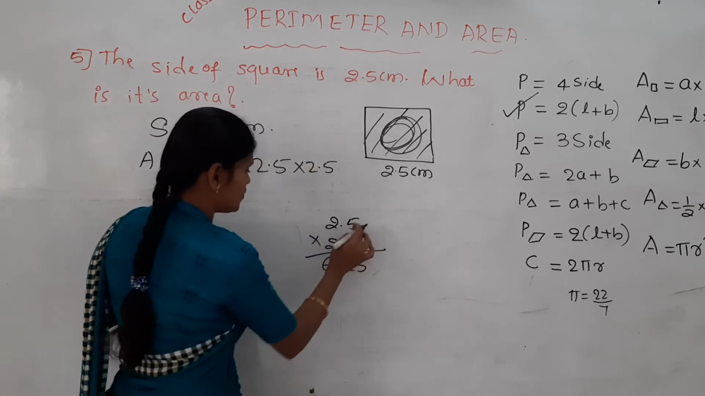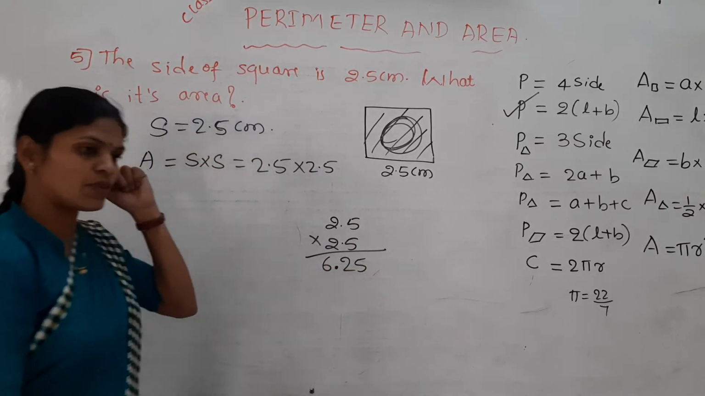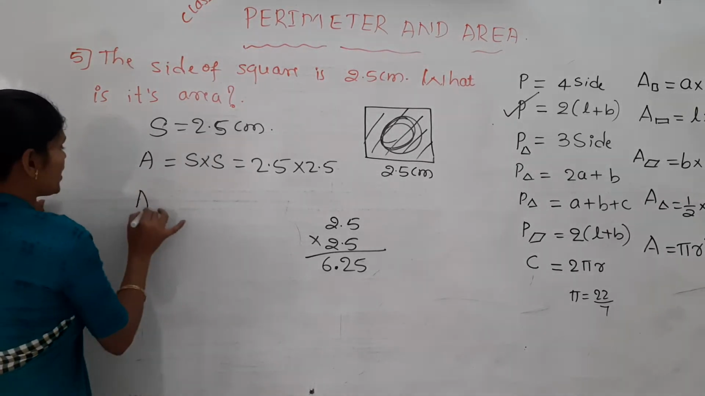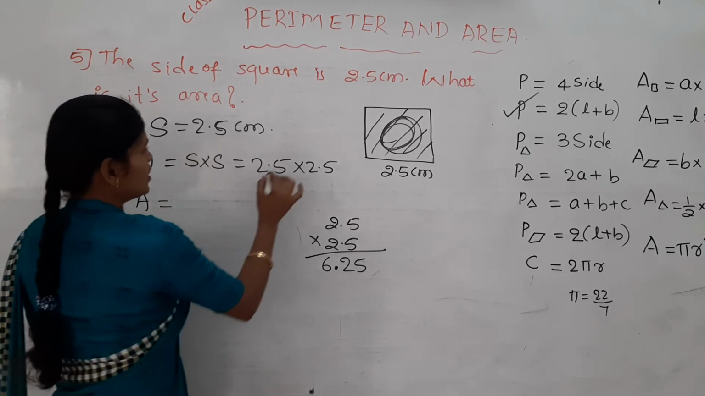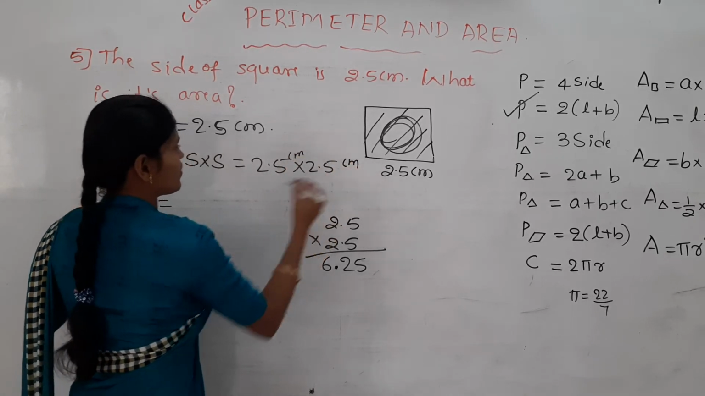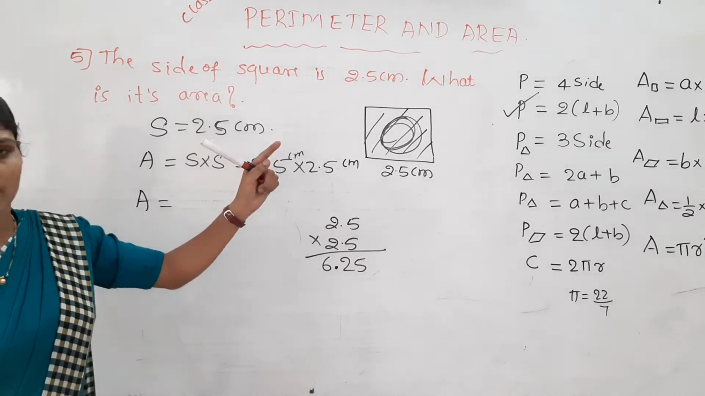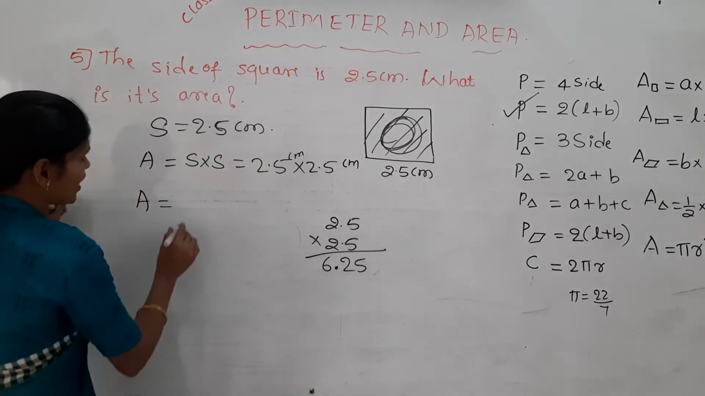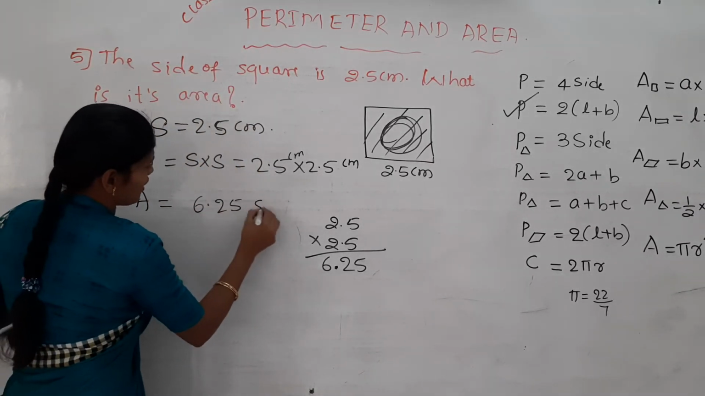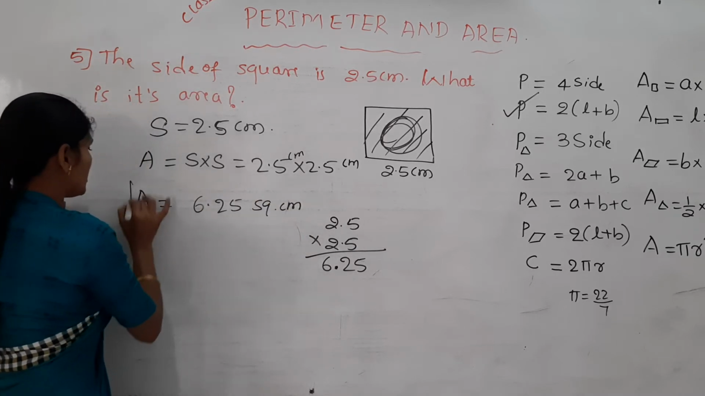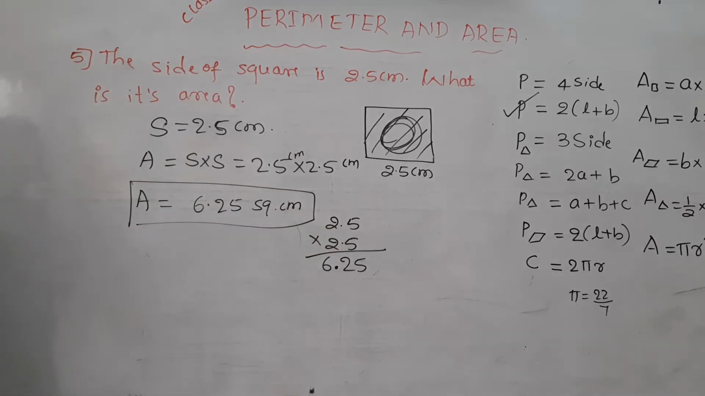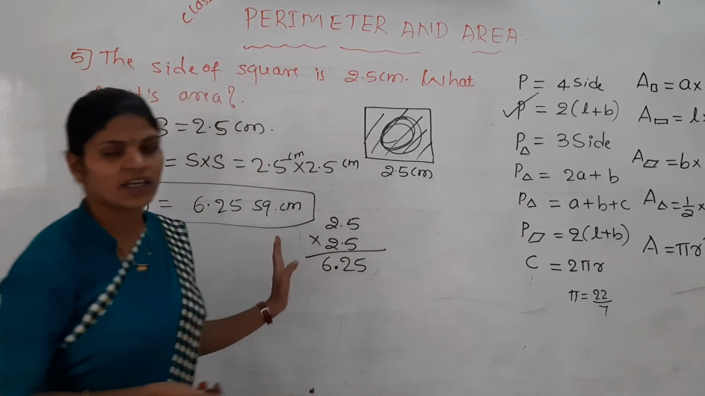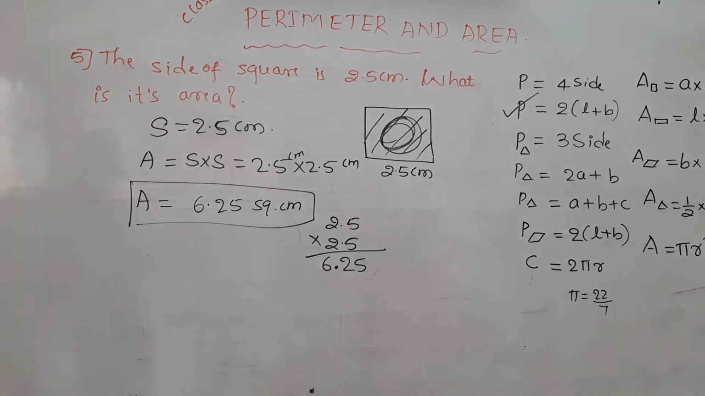625. After 2 digits we have to give the decimal point. It becomes 6.25. Yes. So the area of the square, with 2.5 centimeter into 2.5 centimeter, centimeter into centimeter, becomes square centimeter or centimeter square. So here our area is 6.25 square centimeter. Sorry, that is the area of the square. Yes, he has given the side here, then you can find the area of the square. Just pause it and take this answer.